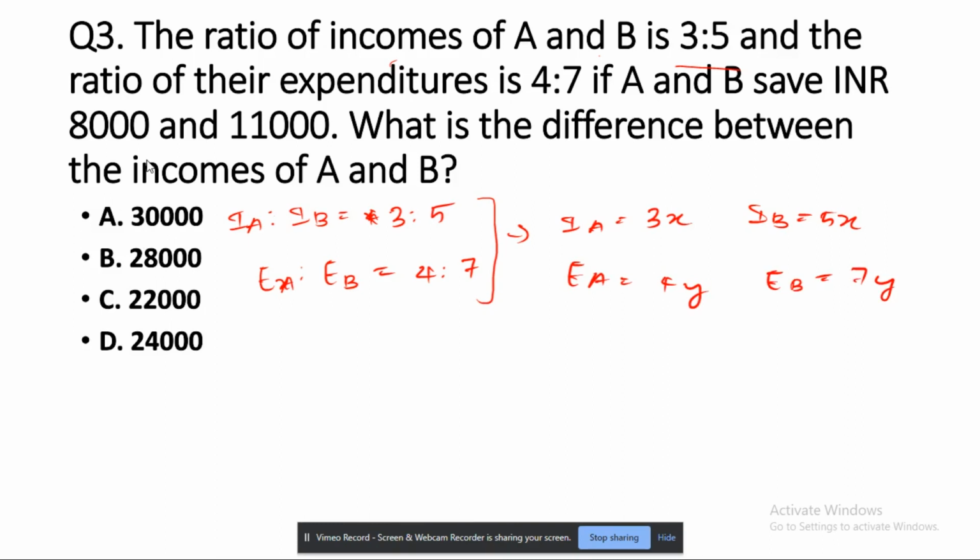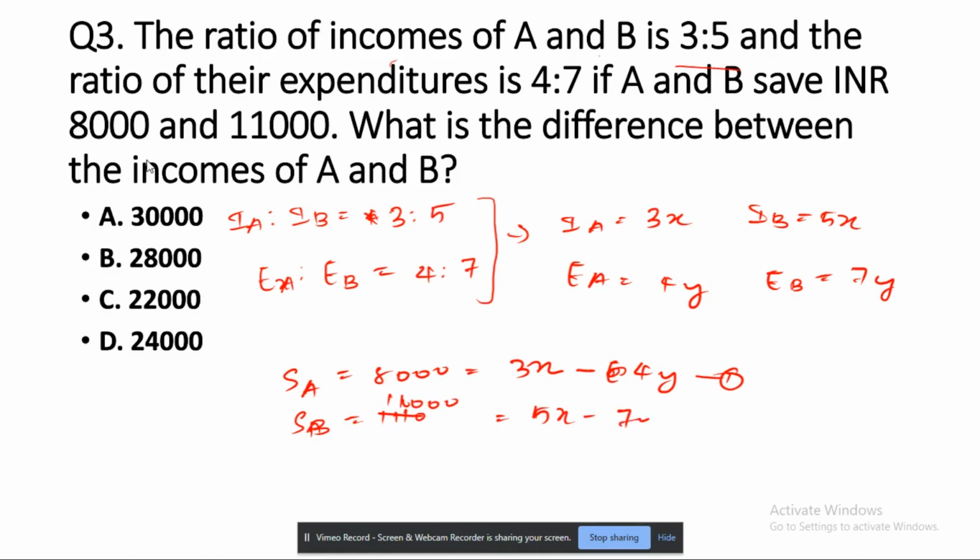And then if A and B save 8,000 and 11,000, that is, these are the savings of A and B. Savings of A and B is given, that is, savings of A is equal to 8,000 is equal to 3x, that is income minus expenditure. Expenditure is 4y. This is the first equation. Then savings of B is equal to 11,000 is equal to 5x, income minus expenditure. This is the second equation.